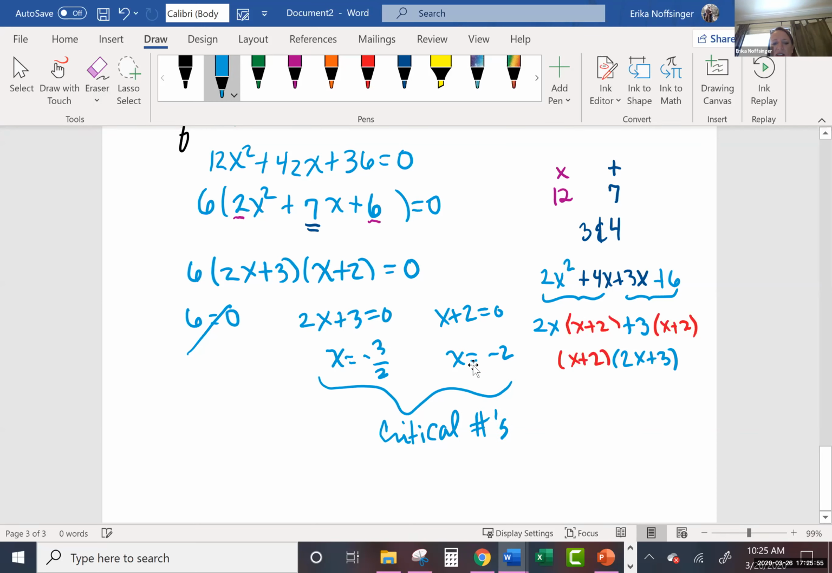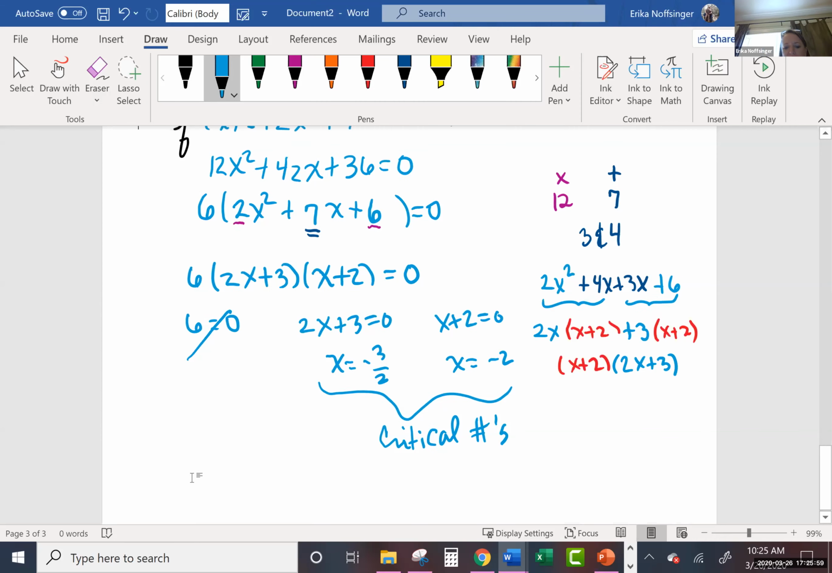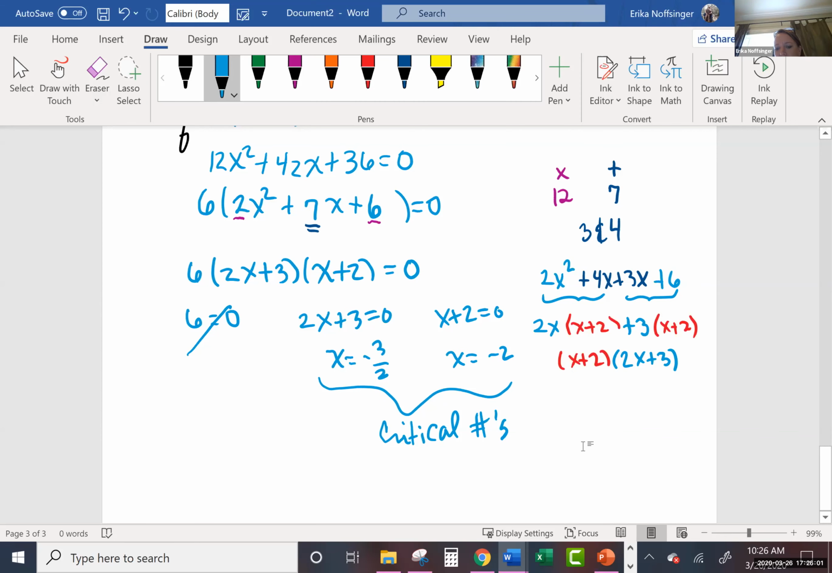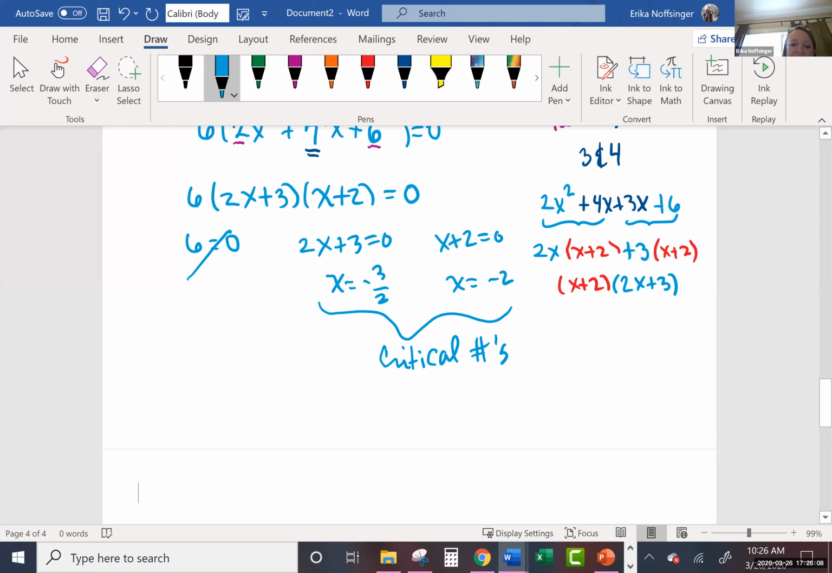And we want to test on each side of them to see if we have a positive or a negative number. And we're testing it into the derivative function. And so if we write a number line, we had negative 3/2 and negative 2. So negative 2 is on the left. And we have negative 1.5.